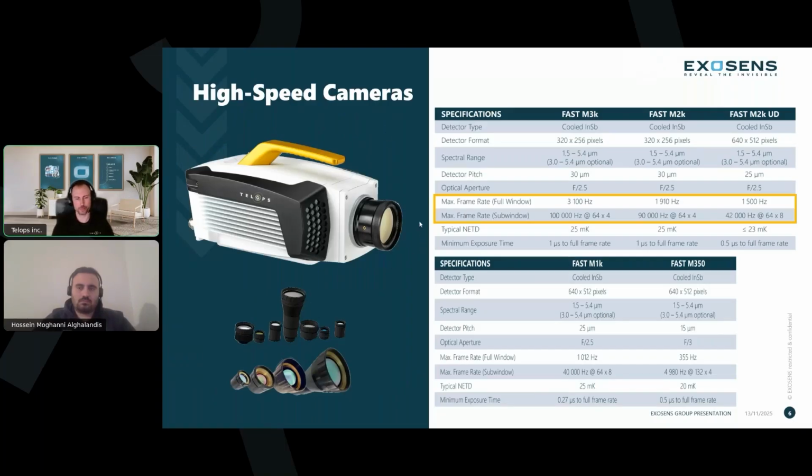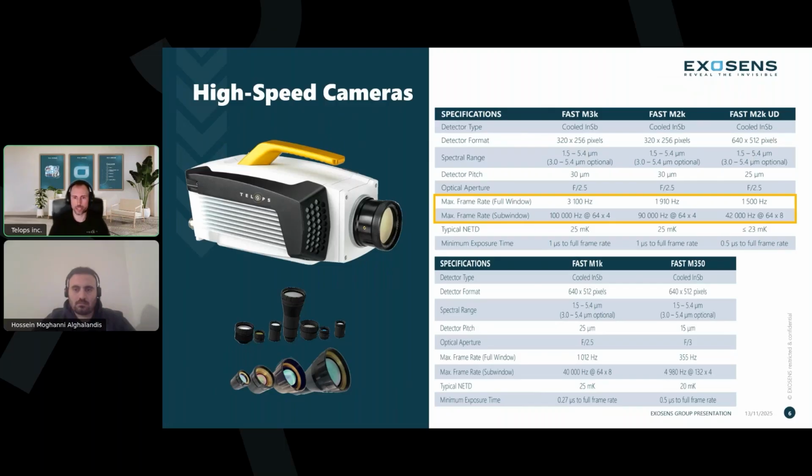So we'll first start with our high-speed cameras because experimental mechanics and high-speed imaging can go hand in hand here. And as I mentioned earlier, our Fast M3K is our fastest camera. If we look in this box, we have our Fast M2K and our M2K UD. But our Fast M3K is in a full frame window at 320 by 256 pixels.